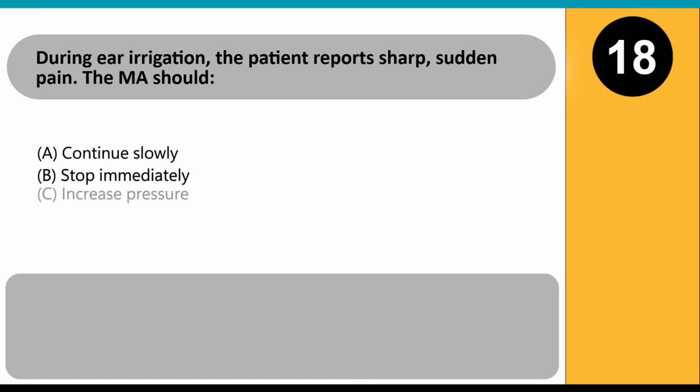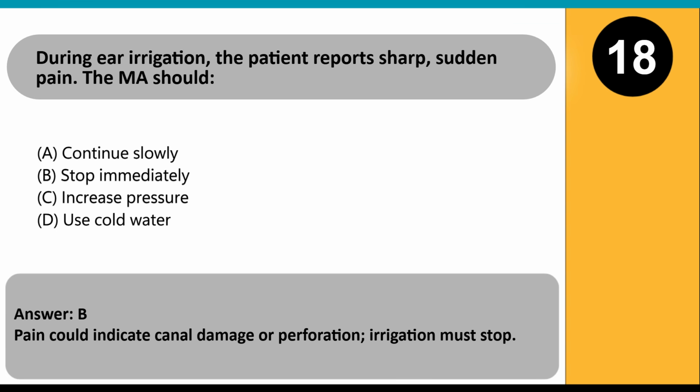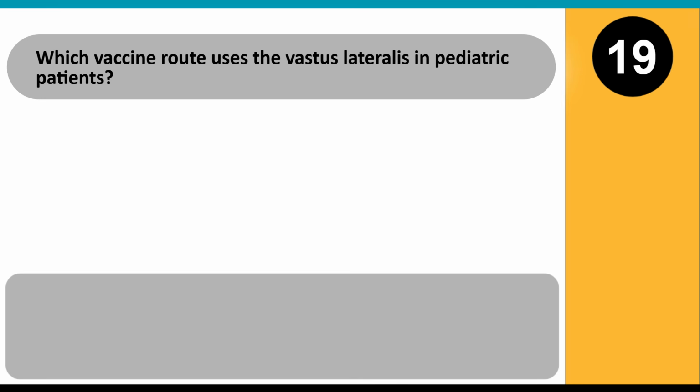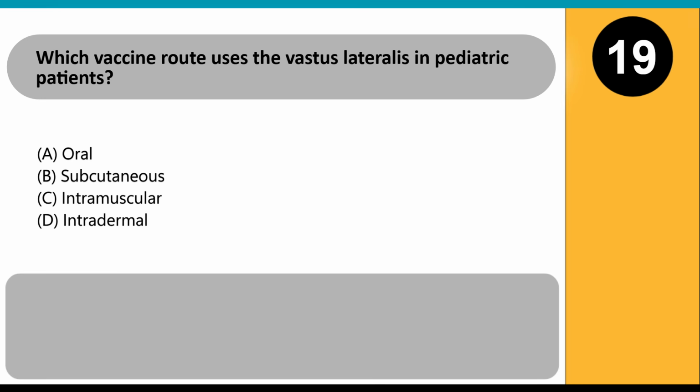During ear irrigation, the patient reports sharp, sudden pain. The MA should A. Continue slowly. B. Stop immediately. C. Increase pressure. D. Use cold water. Answer: B. Pain could indicate canal damage or perforation. Irrigation must stop.